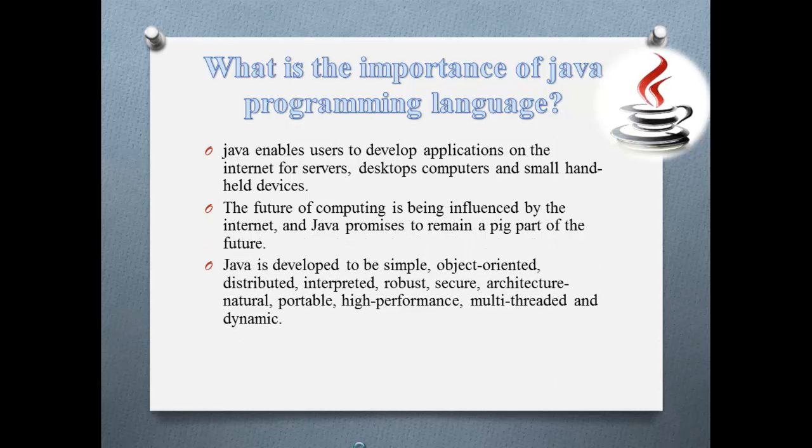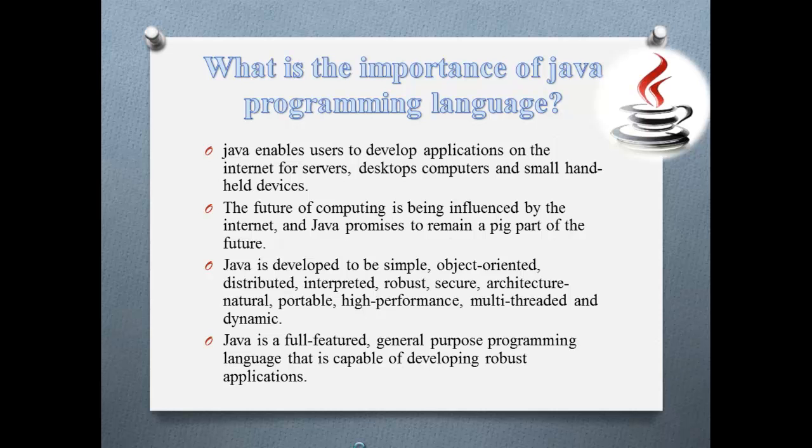Java is developed to be simple, object-oriented, distributed, interpreted, robust, secure, architecture neutral, portable, high performance, multi-threaded, and dynamic. Java is a full-featured, general-purpose programming language that is capable of developing robust applications.